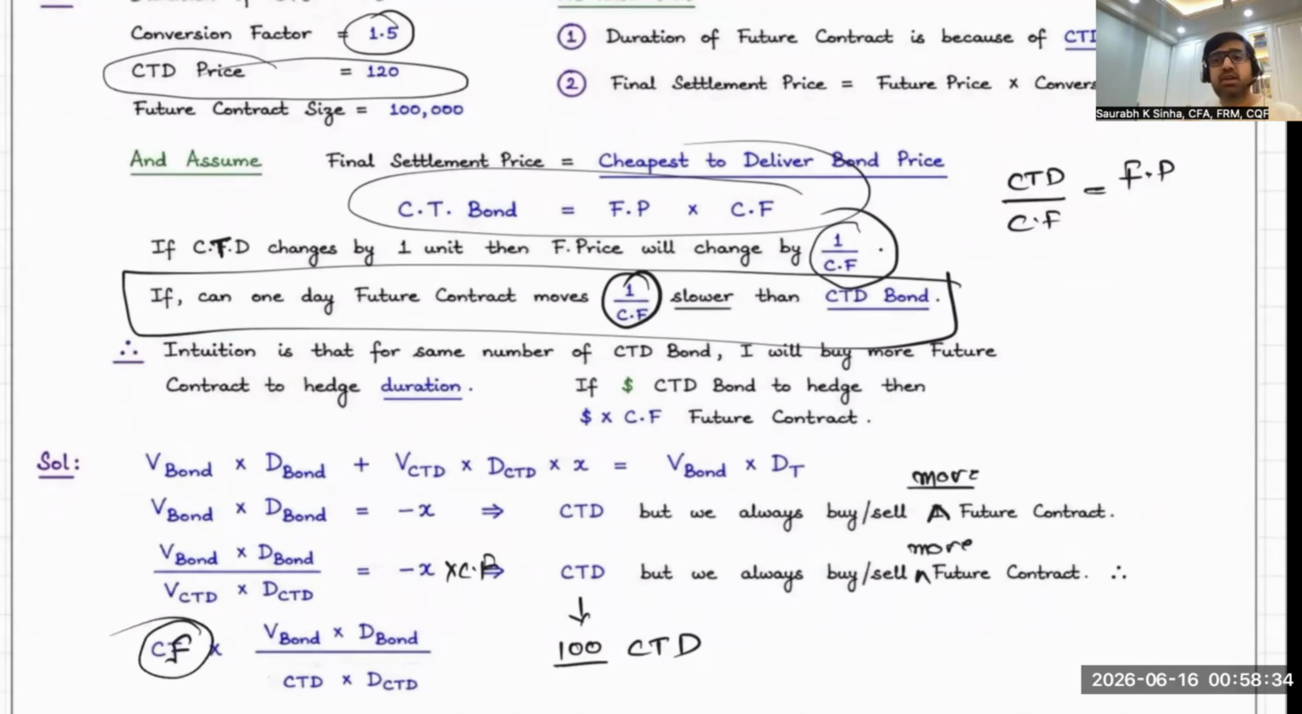So in the formula, at the end, you will always see that they multiply with the conversion factor. Why are they multiplying with the conversion factor? Because you're calculating the number of contracts as if it were the cheapest to deliver bond, but it is not. That's why you have to multiply with the conversion factor to find the futures contracts, because you can only buy and sell futures contracts, not the cheapest to deliver bond. The cheapest to deliver bond is the underlying asset.